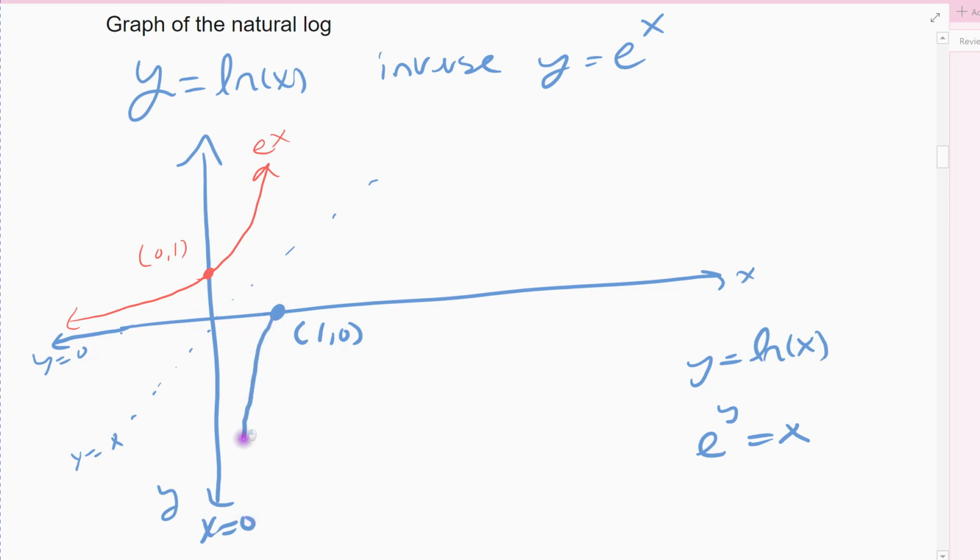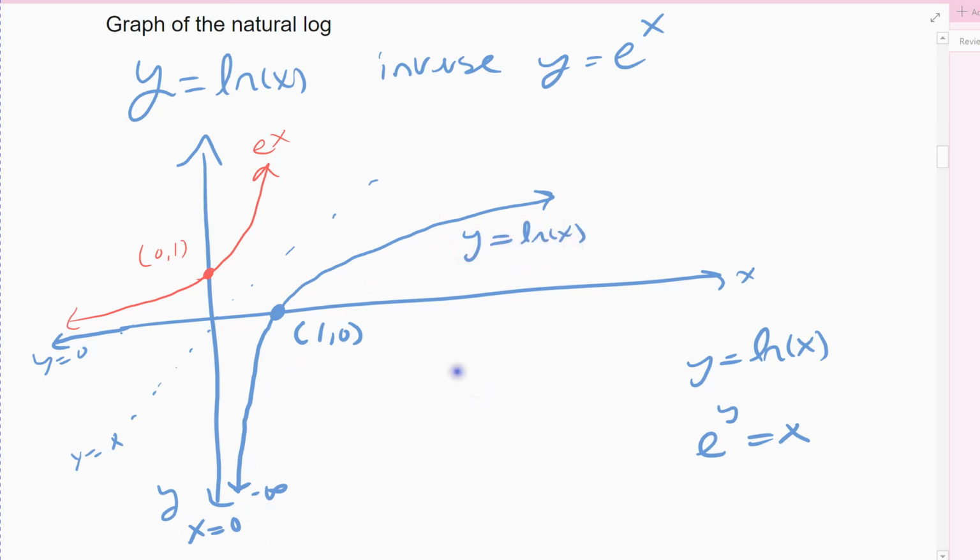Instead of approaching y equals 0, we approach x equals 0. So this is going to come down and shoot down to negative infinity as I get closer and closer to x being 0. And then on this side, it's going to grow slowly. The blue line here is my natural log function.